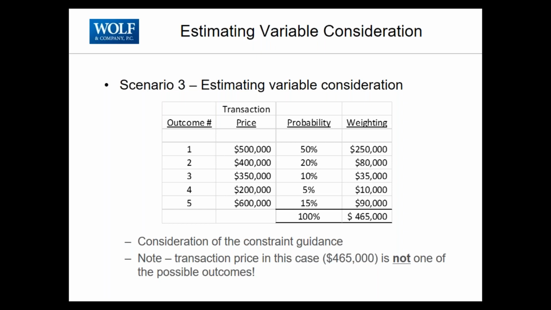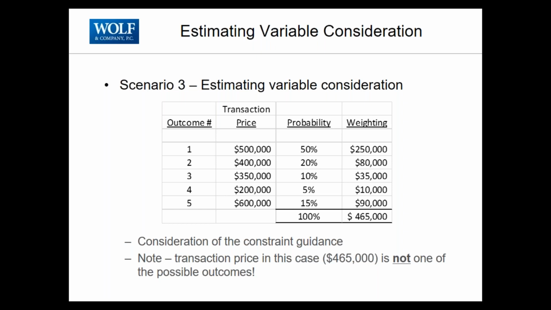So what is that going to look like? So there are 5 different outcomes here, and we've assigned probabilities to each. And the probability weighted amount you can see there is 565,000. I think the math here is pretty self-explanatory. But a couple of things to note. First of all, once you've gone through this process and you've arrived at the 465,000, you're not done, because part 2 of this is always considering the constraint guidance.